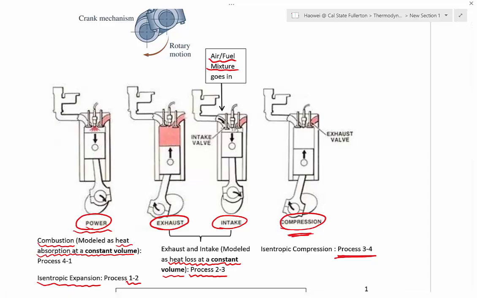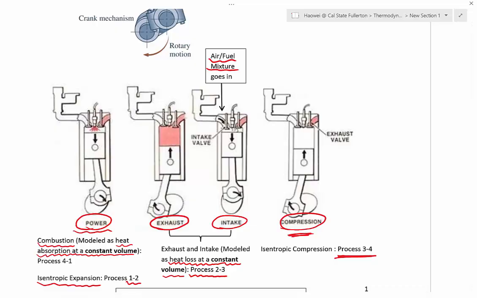So now we have the four steps in thermodynamics. 4-1, heat addition at constant volume. 1-2, isentropic expansion. 2-3, heat loss at constant volume. And process 3-4, isentropic compression. It's very similar to what we learned in chapter 8 for gas power system.